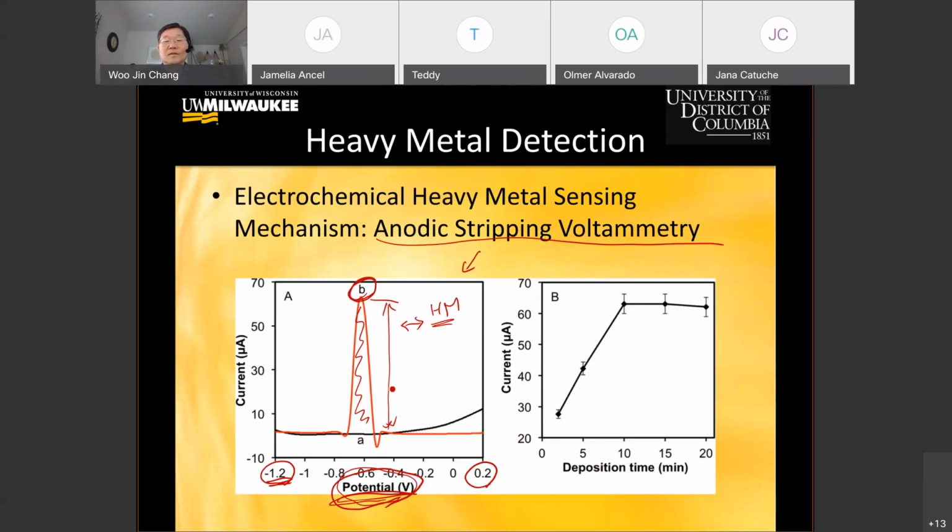So this graph shows the effect of deposition time, and you can see that up to 10 minutes of deposition, to attach the heavy metals dissolved in the sample solution onto the surface of the electrode, the signal is rising up to 10 minutes, and it reaches the maximum. So we can see that 10 minutes will be the optimum operation time to deposit the dissolved heavy metals on the surface of the electrode.